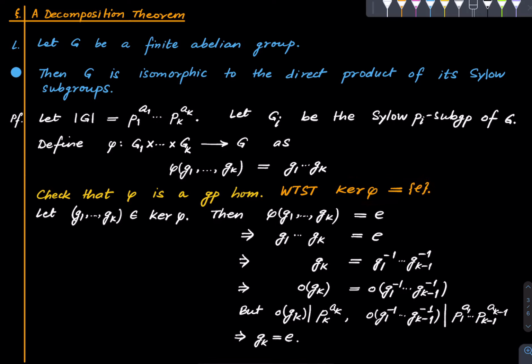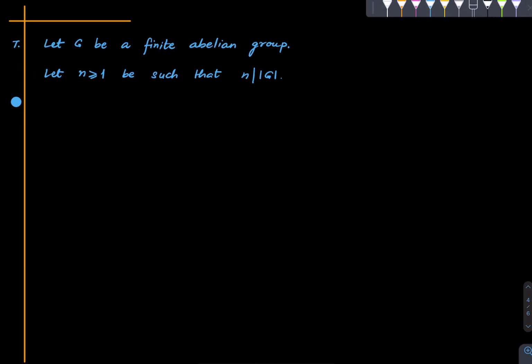All right, so that's the proof of this decomposition theorem, and this has a corollary: if we have a finite abelian group G and n is some positive integer dividing the order of the group, then G has a subgroup of order n. This kind of thing is not true for general groups, but this is sort of a converse to Lagrange's theorem, and it is true for abelian groups.